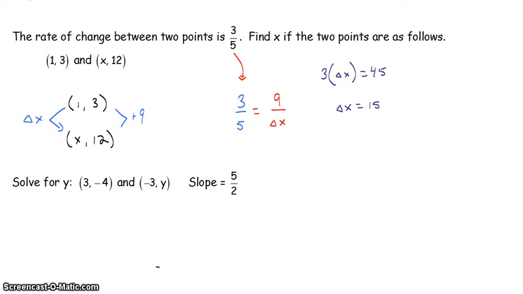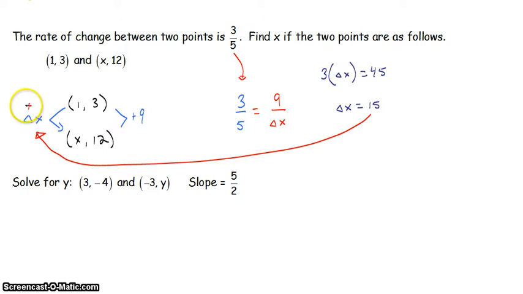That does not mean that x is 15. There is another step here, and this is where people get mixed up quite a bit. I know that the change in x is 15, so I can bring that change over to here and say that it is plus 15 because it's positive. Now I have to take this ordered pair plus 15 gives me x. So 1 plus 15 is x, or x is 16.